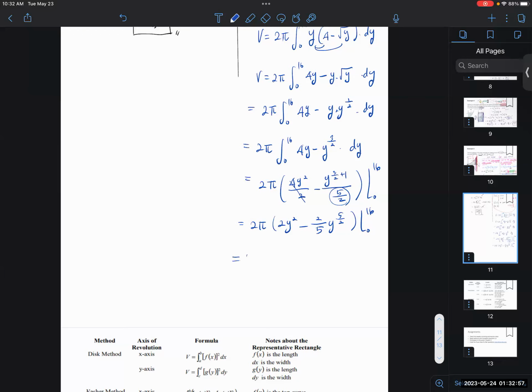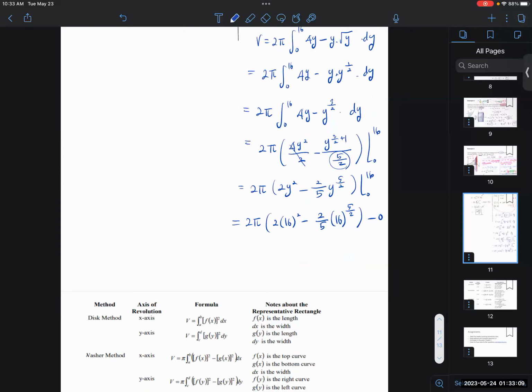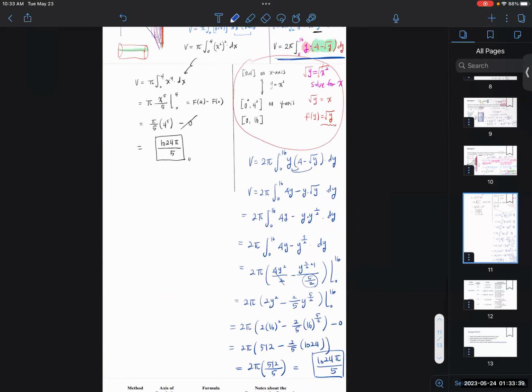Now you subtract: 2 pi, 2 times 16 squared, minus 2 over 5 times 16 to the 5 over 2, minus 0, all because we have 0. Once you calculate this, 2 times 16 squared is 512, and 2 over 5 times 16 to the 5 over 2, you will get 1024 over 5. Then simplify this work. You should get 2 pi times 512 over 5. Check it out: we have the same answer.